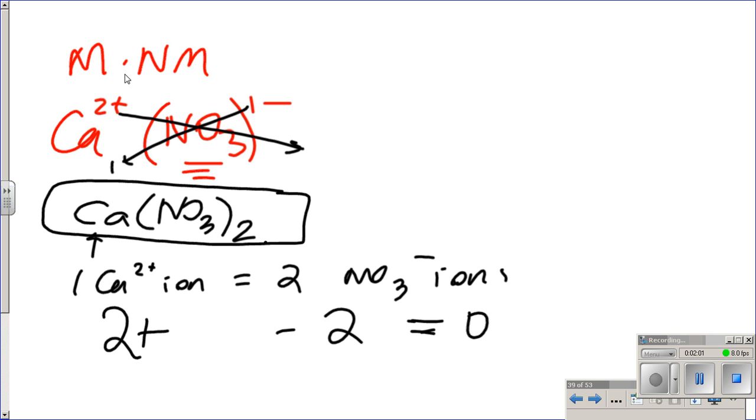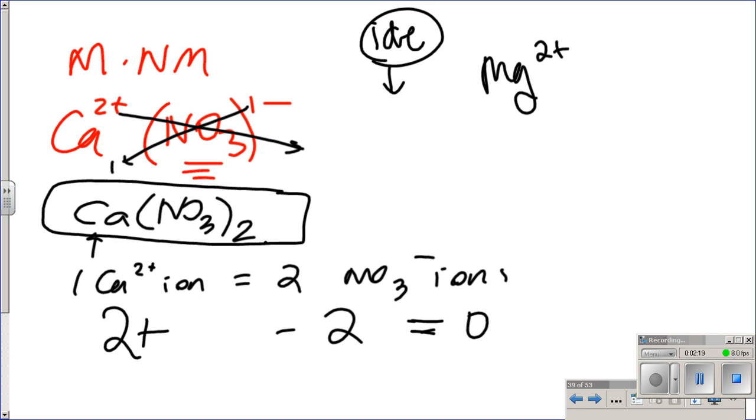So let's do another metal and non-metal. So I'll go magnesium 2 plus, because magnesium is our group 2 metal. And let's go bromide. Magnesium bromide. Bromide, that "ide" ending, indicates to you that it's something straight from the periodic table. Okay, that's usually straight from the periodic table.